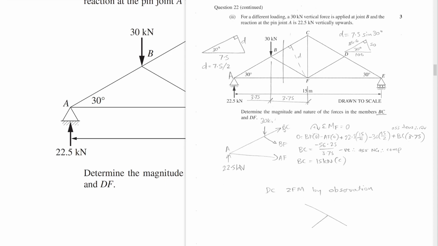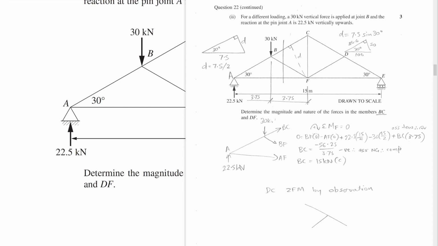Now, for BC, we don't know if it's clockwise or anti-clockwise, but we assume everything is pulling out, and if it's pulling out, it's going to be in tension. Because it's pulling out, it's going clockwise, and that means positive. So I've written here, assume tension, therefore clockwise. I've written that above as a little reminder. You don't need to write that, but I do because I want people to know what's going on.